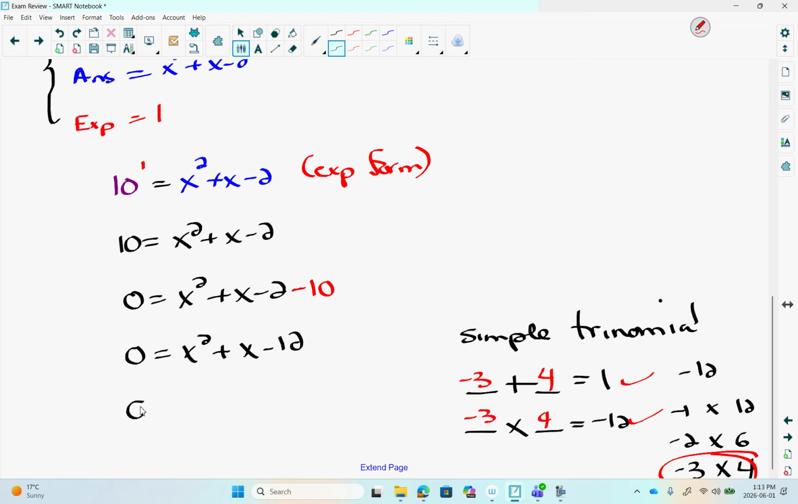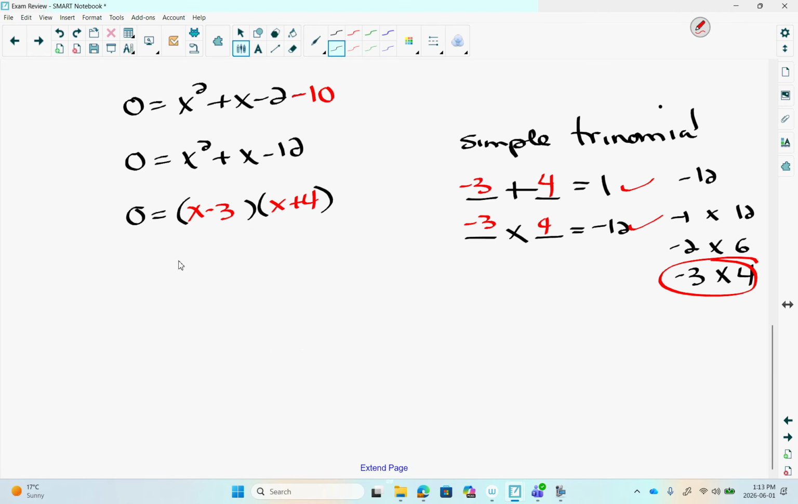So over here, I'm going to go 0 equals. What do I write in the brackets? X minus 3, x plus 4. Zero product principle tells us that if x minus 3 times x plus 4 equals 0, one of these things has to equal 0. One of the factors. So x could equal 3, or x could equal -4. What do you suppose I'm going to do when I get these two answers? Test them.